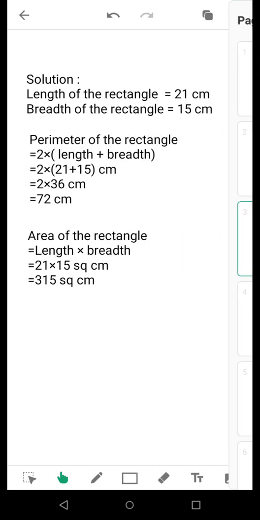As you can see here, the units are given in square centimeter, or sometimes you may get square meter, or sometimes square millimeter. This means that whenever two measuring quantities are multiplied, you will get their units in square units.